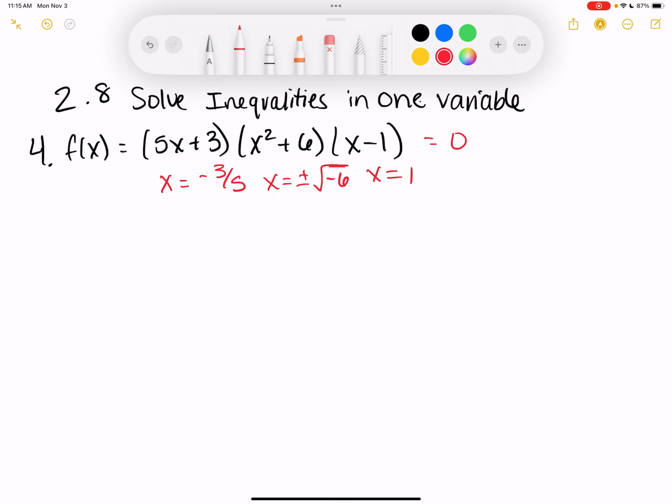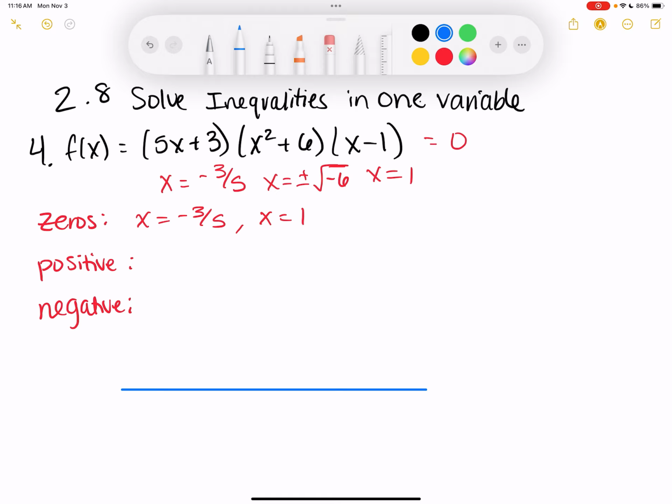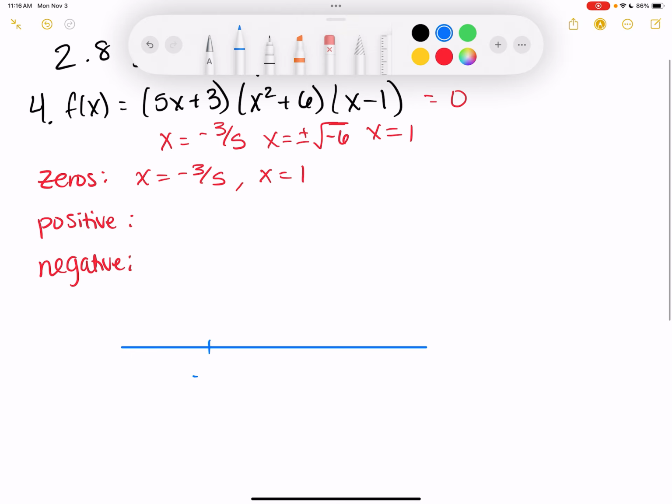Yeah. Alright, so we're going to have a list of zeros. We're going to have positive intervals, and then we're going to have negative intervals. So my zeros I already know are negative 3/5 and 1. So what I do is I set up a sign chart here with my zeros on it. So negative 3/5 and then 1.